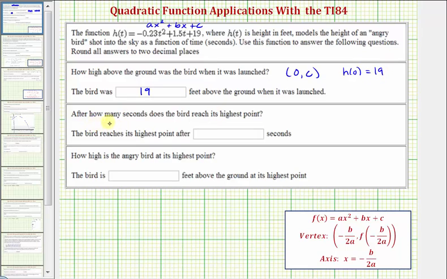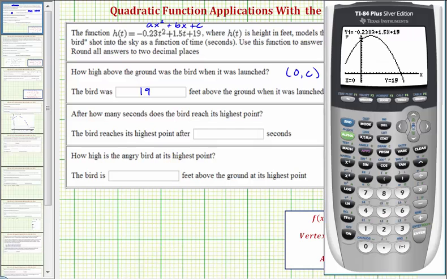Next, we're asked, after how many seconds does the bird reach its highest point? And how high is the angry bird at its highest point? We can answer both of these questions by determining the vertex of our quadratic function. Going back to the graph, the vertex would be the coordinates of this high point. To find this point on the calculator, we press second trace, option 4 for maximum, since the vertex is a high point.